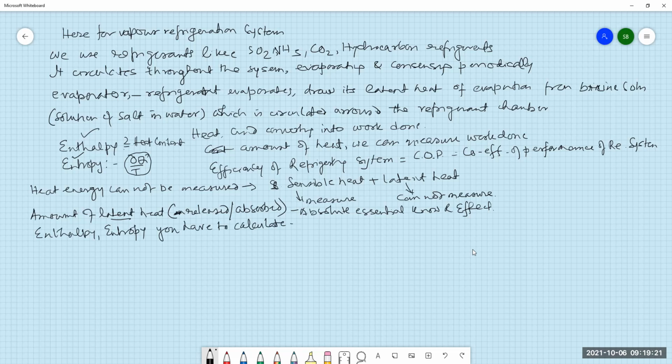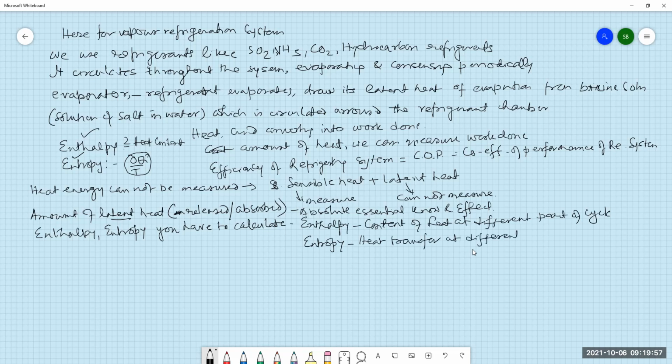What is the application? Enthalpy: what is the heat content at different parts of the cycle? Entropy: heat transfer at different parts of the cycle.